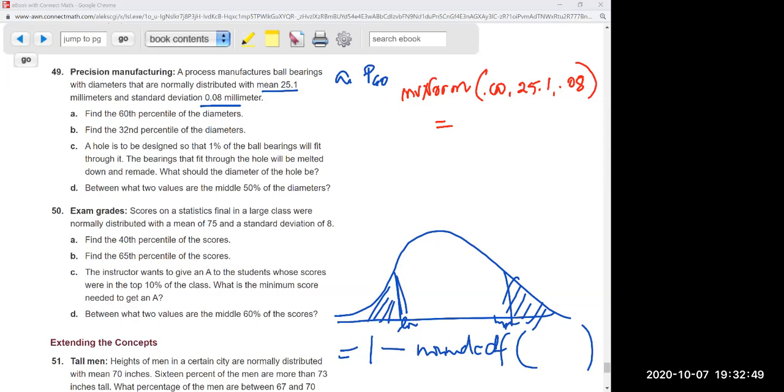That's the reason why you are subtracting it from 1. If you only use normal CDF of lower and upper, this orange part is this. But you want the shaded part on this side and this side. You want this area here and this area here. So if you subtract this orange region from 1, you will get these two sides.